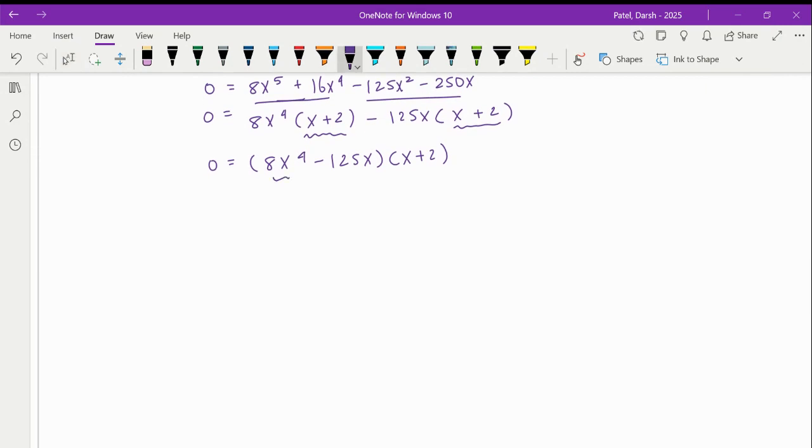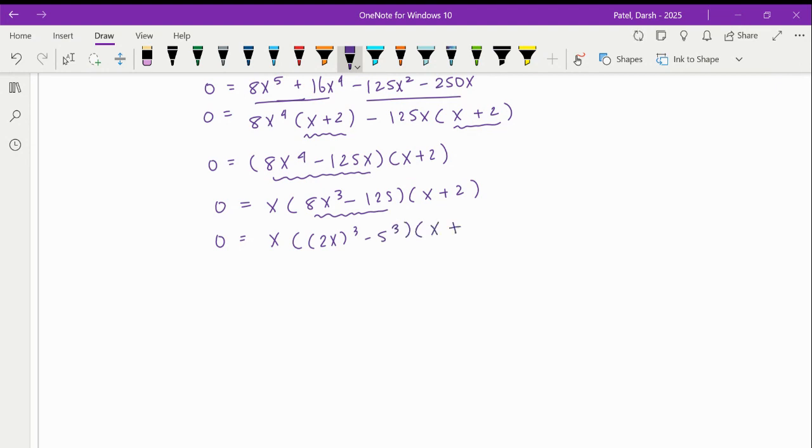Now we know that we can further factor this out. So we're just going to do x times... can 125 go into 8? Or the other way around? Nope. So yeah, we're just going to do 8x third minus 125 and x plus 2. Now, this isn't fully factored yet, since this is a difference of cubes. So we would have to do 2x cubed minus 5 cubed, x plus 2, 0 equals x.